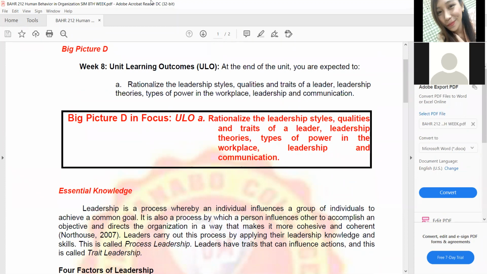Okay, so this discussion is our 8th week lesson, no? So we are down to 2 weeks before our final examination. So with this lesson, you're expected to rationalize the leadership styles, qualities and traits of a leader, leadership theories, types of power in the workplace, leadership and communication.